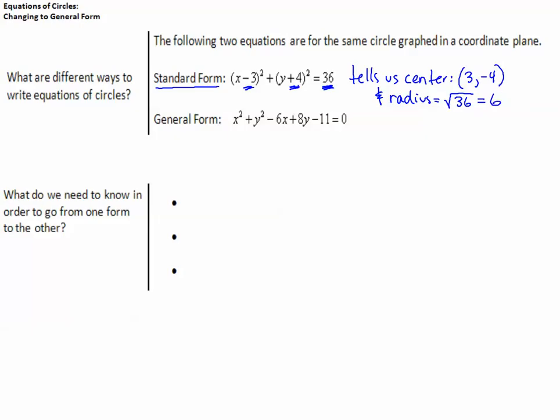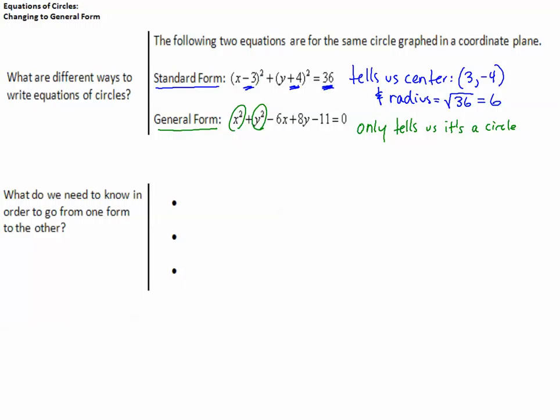The general form is not as useful. The general form is written this way, where there's no parentheses, the x's and y's come squared and then not squared, and a constant, equals 0. It doesn't tell us the center and the radius, but it does tell us it's a circle. Because there's an x squared and a y squared, we know it's a circle. So this only tells us that we have a circle. If we want to graph it, the standard form is the preferred form.